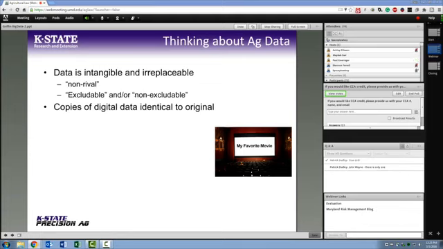And ag data is the same way. So if a service provider has parts of the data, let's say soil test data, and another party has application data, landowners may request certain data layers. So when copies exist, excludability of that data no longer holds like it would for a tangible object. And I want to point this out, that this will have implications for what it means to own data.